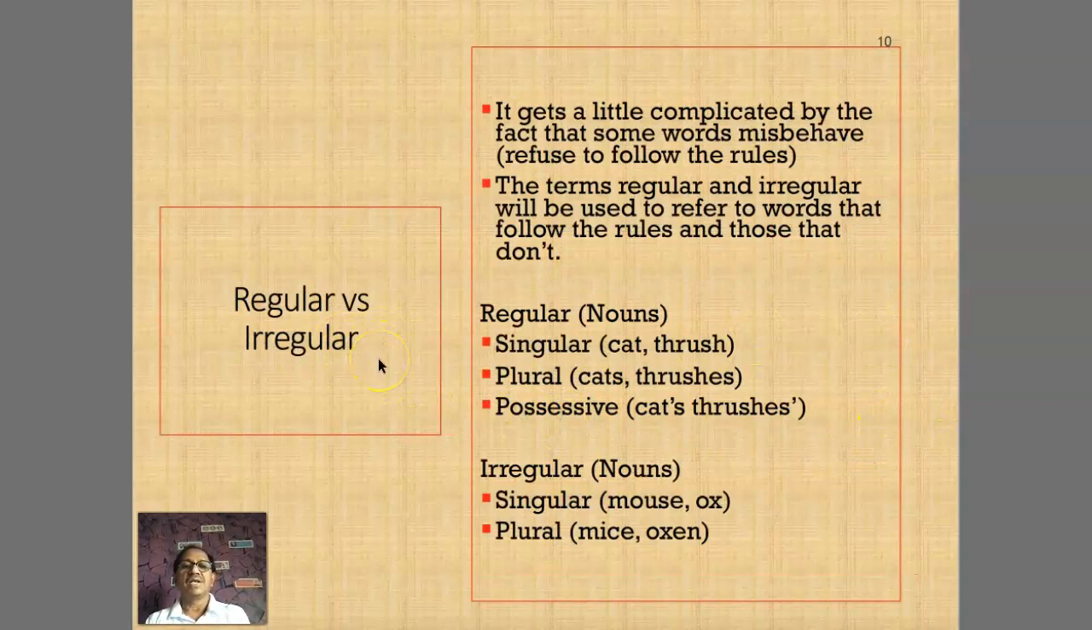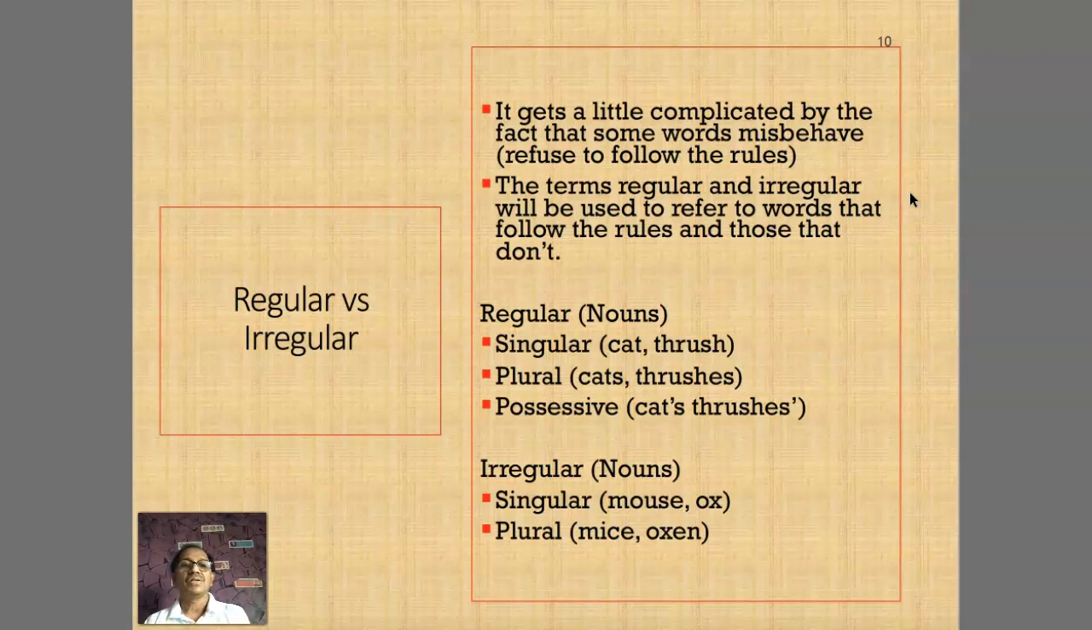Regular versus irregular. It gets a little complicated by the fact that some words misbehave. That is, they don't follow the rules. Right? If you have a word like cat, you get the plural cats. Dog becomes dogs. Table becomes tables. These are regular. But you have a word like child, which becomes children. You don't say childs. It doesn't follow the rule. Or if you have a word like sheep, it remains sheep as the plural.